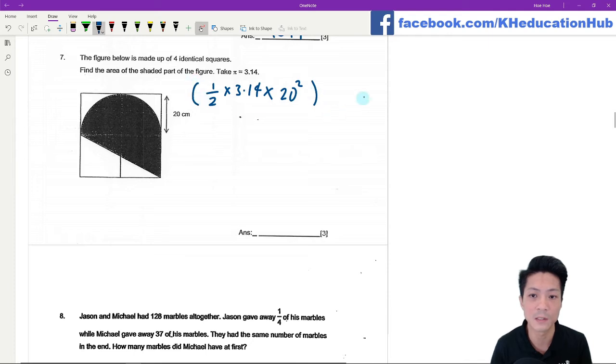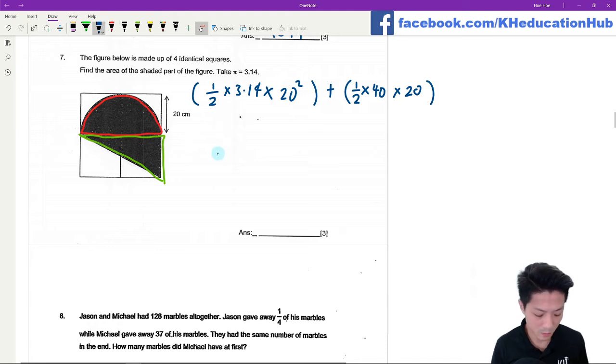This is for the circle. And I'm gonna plus the area of the triangle over here, in case you can't see. This is the semicircle, okay, and this is the triangle. Half times base, which is 40, times height, which is 20. Okay, I'm gonna use a calculator to calculate and get out the numbers.